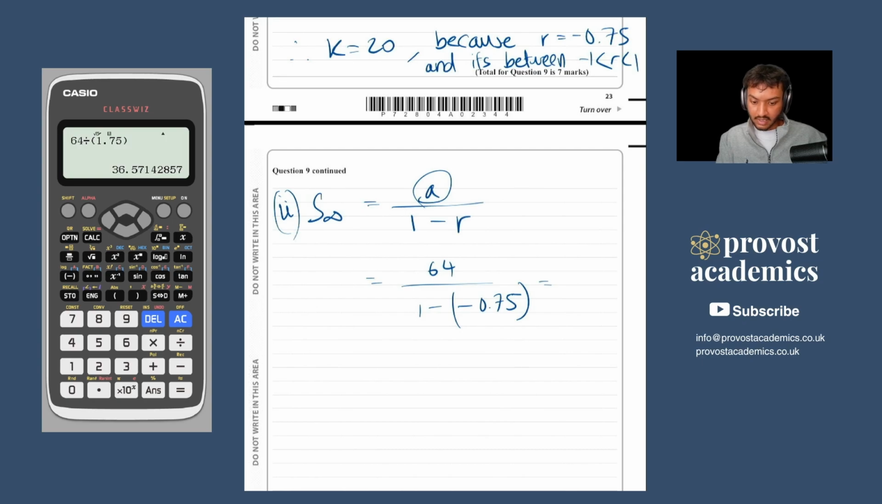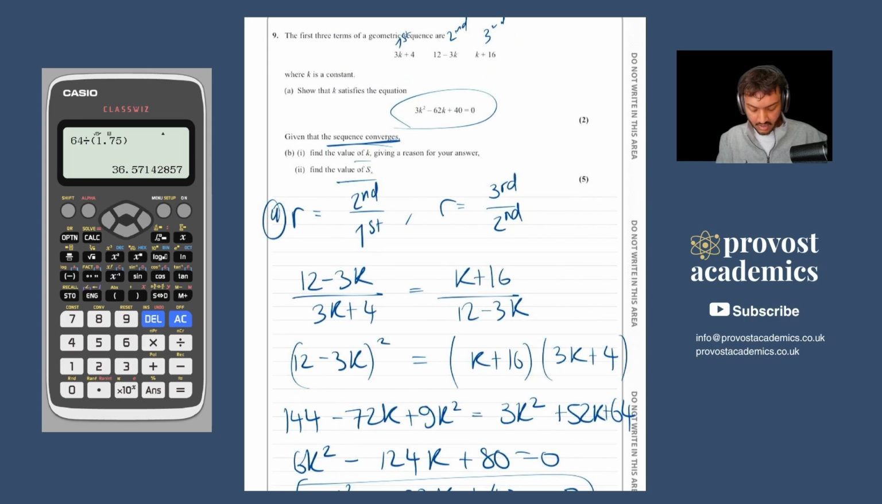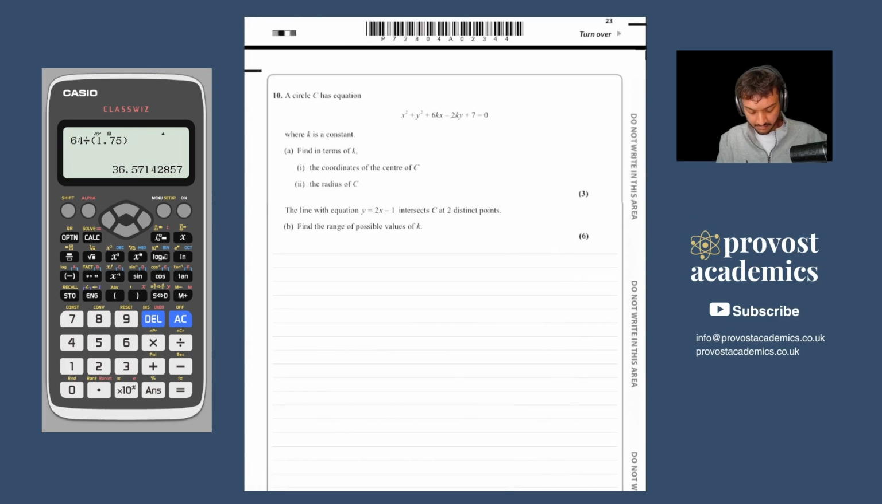So we're looking at 36 point. Do they want the exact sum? No, they don't. I guess we can leave it as a fraction. I don't think it matters too much. So that was 256 over 7. And that's my final answer.